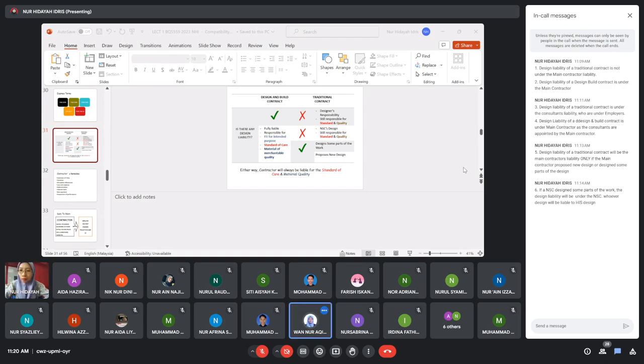Because it takes the full responsibility for both the design and construction of the project, because it's under single point responsibility. Yes, single point responsibility means you will be responsible for everything and everyone under him. So if the consultant is appointed by him, basically he will be held liable for the consultant appointed by him.